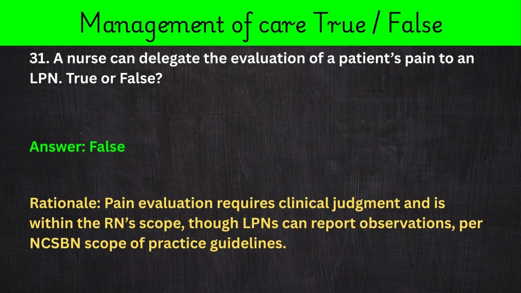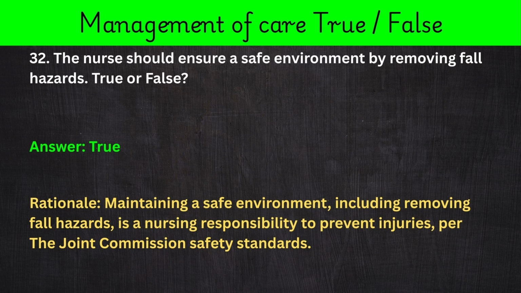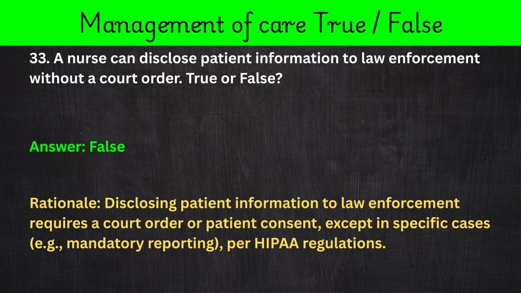32. The nurse should ensure a safe environment by removing fall hazards. True or false? Answer: true. Rationale: maintaining a safe environment, including removing fall hazards, is a nursing responsibility to prevent injuries per the Joint Commission safety standards. 33. A nurse can disclose patient information to law enforcement without a court order. True or false? Answer: false. Rationale: disclosing patient information to law enforcement requires a court order or patient consent, except in specific cases, e.g., mandatory reporting, per HIPAA regulations.